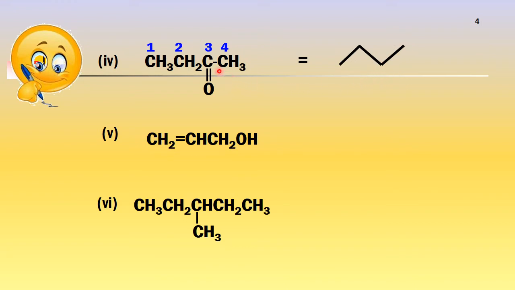Getting back to the condensed structure, the third carbon is doubly bonded to an oxygen atom. So this is the third carbon, write a double bond and attach the oxygen atom. This is the skeletal structure for this compound, butanol. Now let's move on to the next compound.